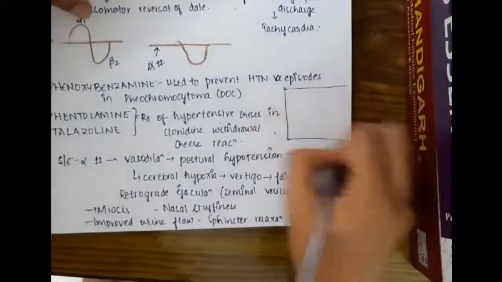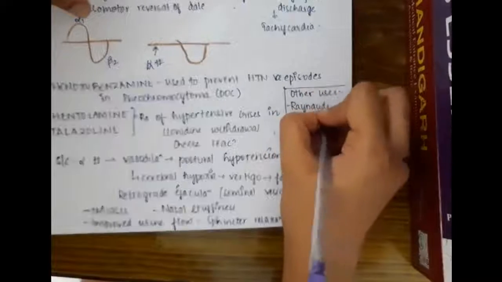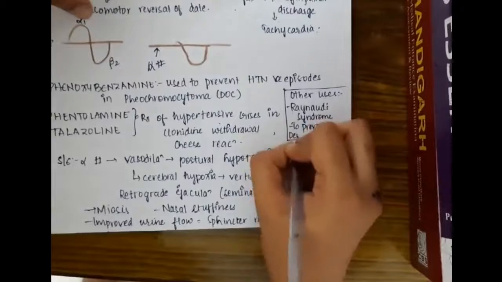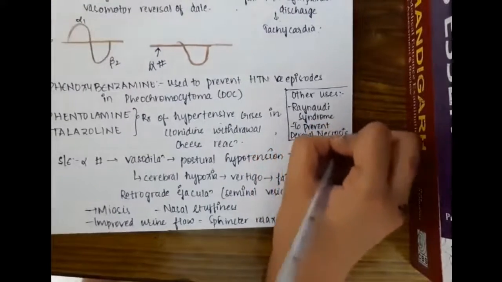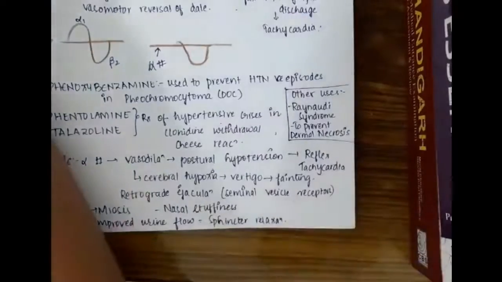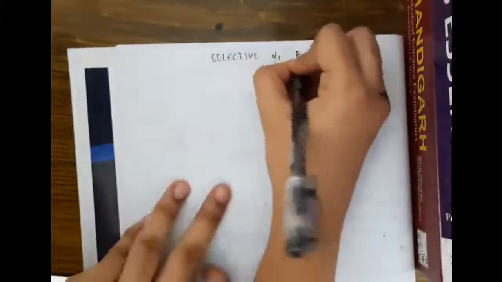Before that, the other uses of non-selective alpha blockers include Raynaud's syndrome, and this is also used to prevent dermal necrosis. Then the next topic here is selective alpha 1 blockers.